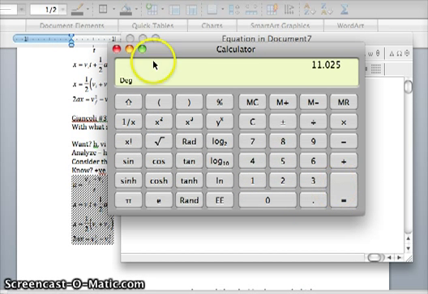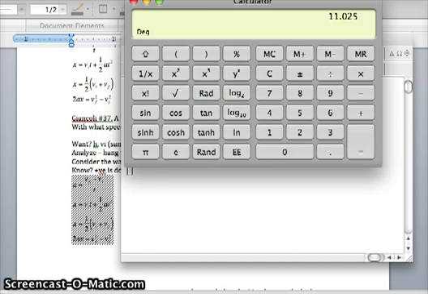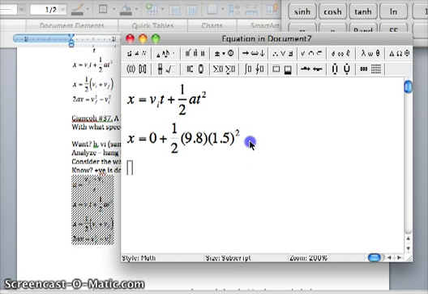You guys are just going to have to deal with the music. It's not stopping. So that's 11.025 meters.